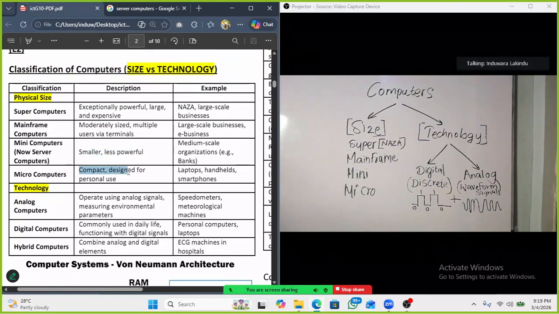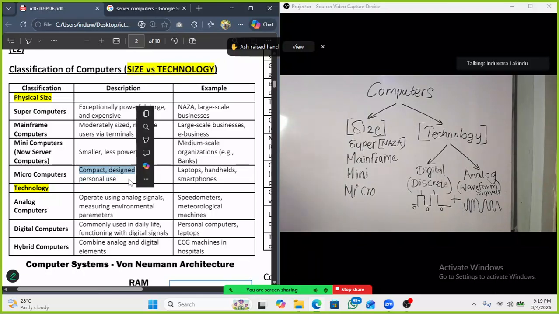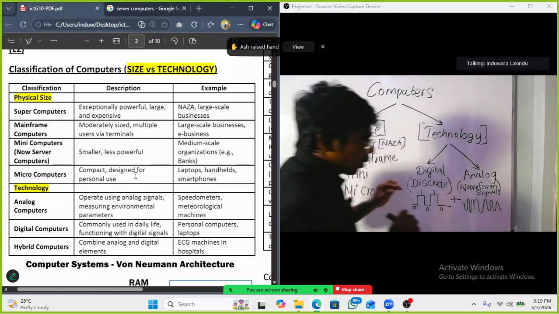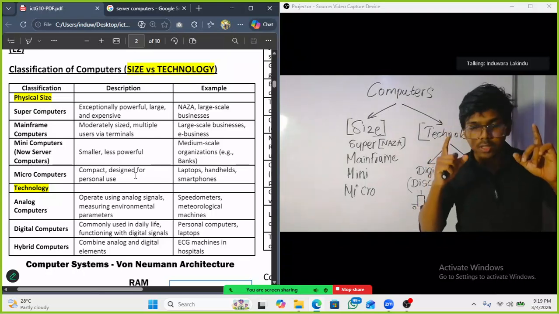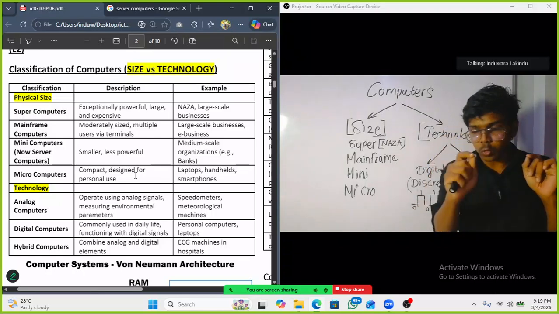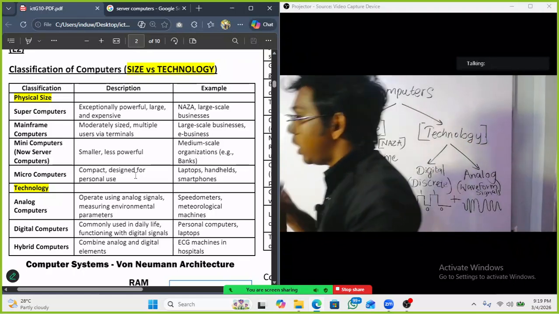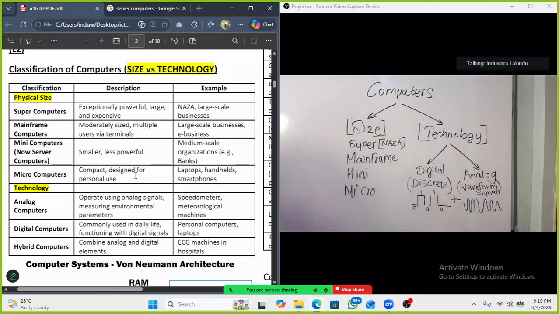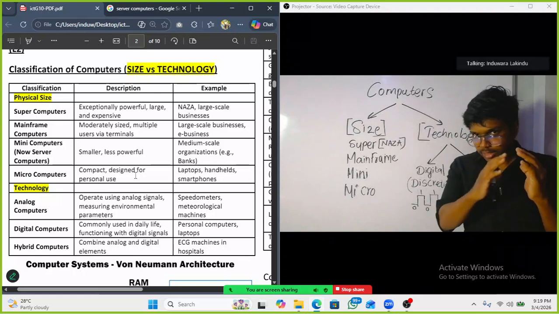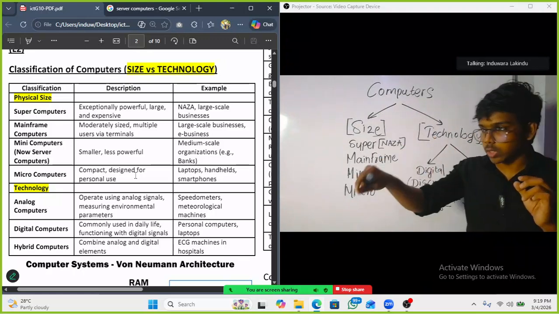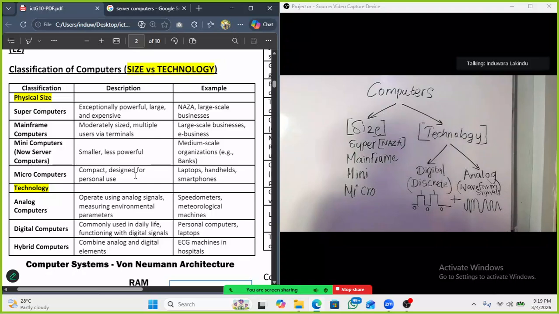Okay. Here it's compact, designed for personal use: laptops and handheld smartphones. You have to study this table. This table is very important. It will be asked in the exams for sure. At least one question from this table is asked in every O-level exam. That's why I have compressed these pages of your textbook into this one table, so you can easily study this content.